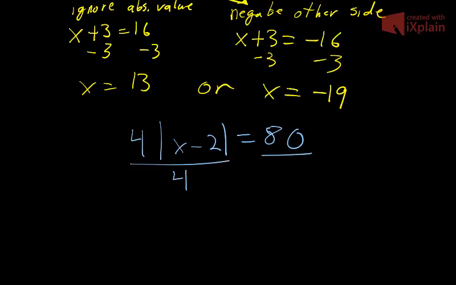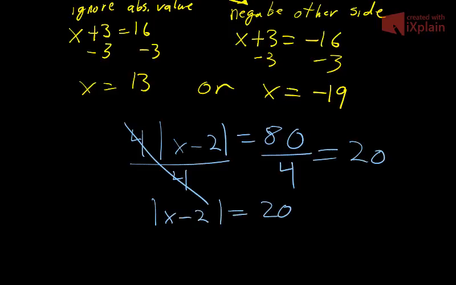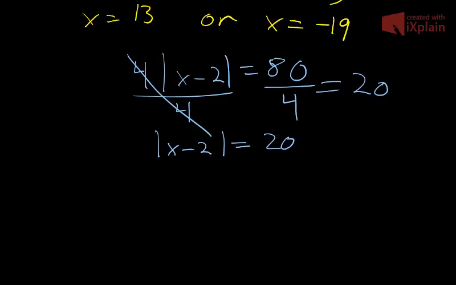If I do it to one side, I'm doing it to the other. My 4's cancel here. 80 divided by 4 is going to be 20. So I end up with the absolute value of x minus 2 is going to equal 20. And now that I have it by itself, I can split it up into my two equations.